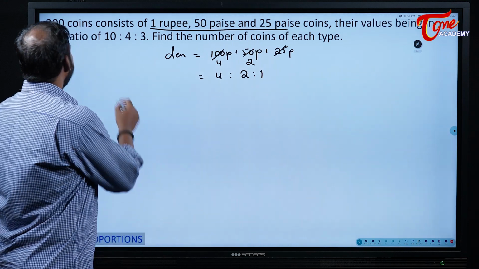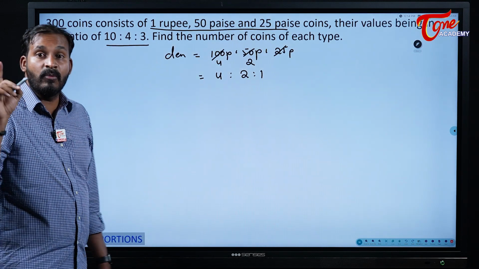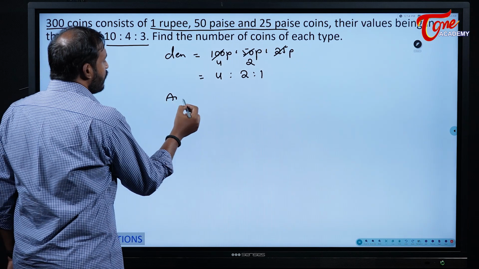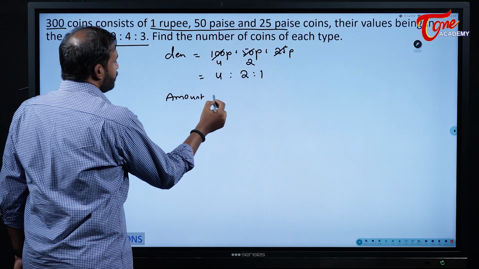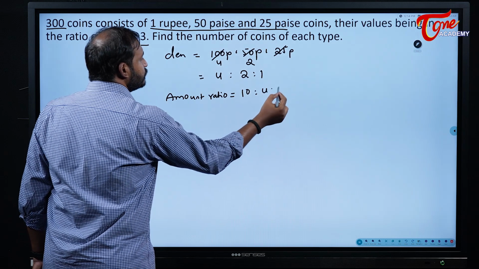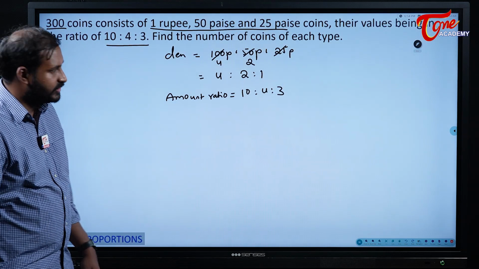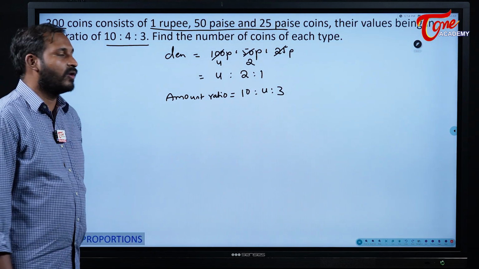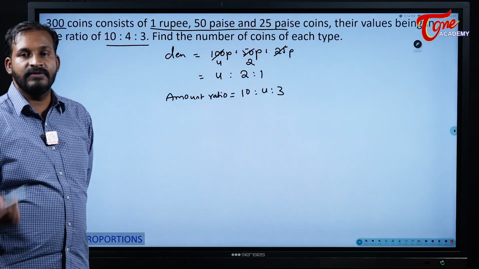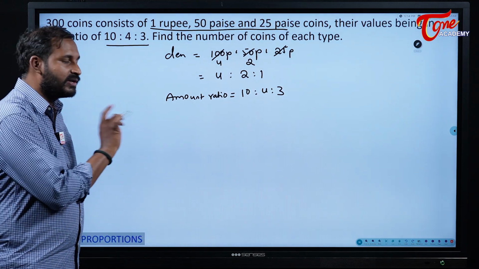And their values being in the ratio. That means they given us the amounts ratio. Please observe here, values, they given us the amount ratio. What is the amount ratio they given for me? 10 is to 4 is to 3. And find the number of coins of each type. Total coins they given 300. So before that we need to find the coins ratio, then only we can get the answer.